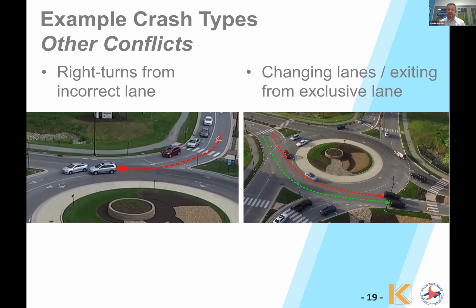And then also we're seeing challenges with exclusive lanes. So where you've got, in this particular case on the right side, a dedicated left turn lane, and making sure people are getting into the correct lane before entry. Again, in this case, we were seeing drivers getting into the incorrect lane, realizing that once they were within the roundabout, and then trying to make that late lane change to go to their intended exit.